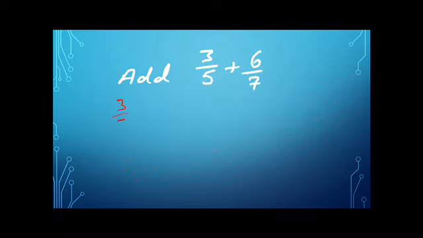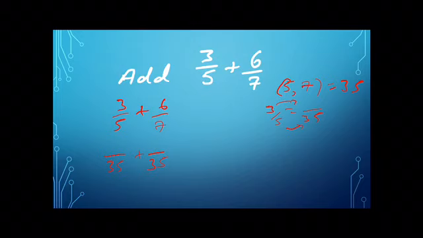And this question here, 3/5 plus 6/7. We recognize that the lowest common multiple of 5 and 7 is 35. So why don't we change this question to say, how many 35ths do we have? Well, 3/5 is the same as, we need to multiply by 7 to get 35, so multiply by 7 again, which gives us 21. So we have 21 35ths.